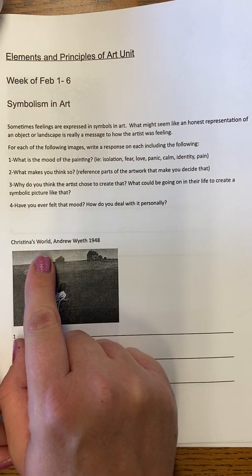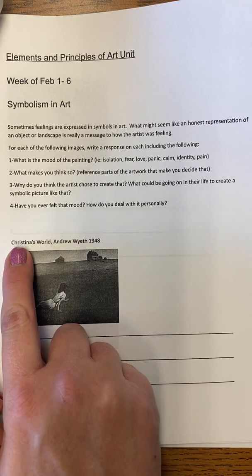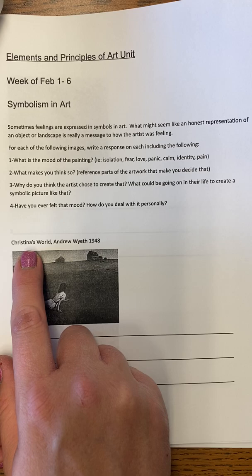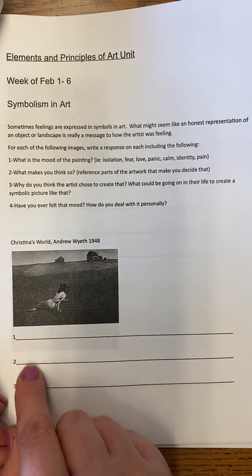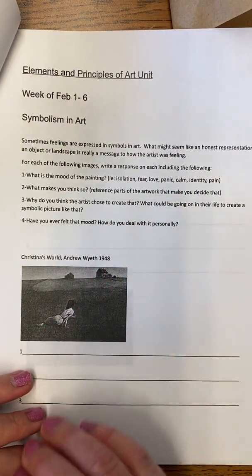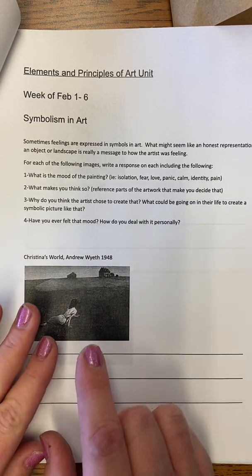If you just have a piece of lined paper or a blank piece of paper, you can copy down from this video the title of each artwork, which the first one is Christina's World by Andrew Wyeth, 1948. And then 1, 2, 3, 4, and answer the questions here on the video. If you have the packet, you have everything you need, except for a larger picture of the artwork.